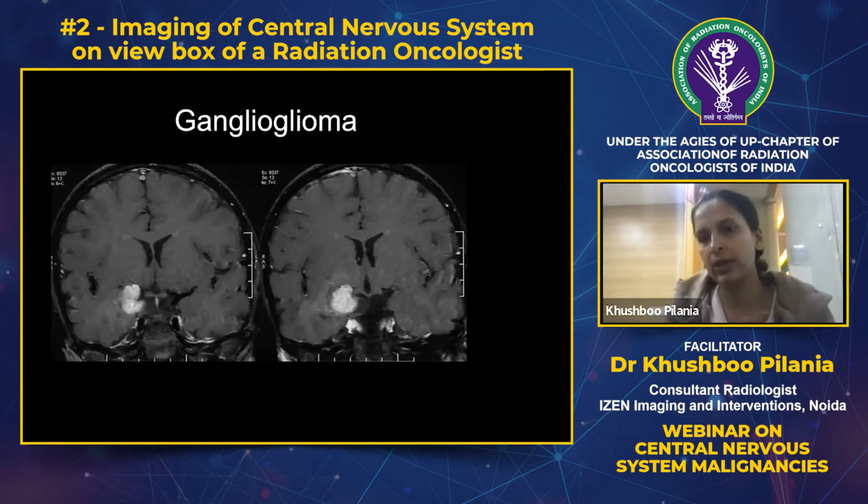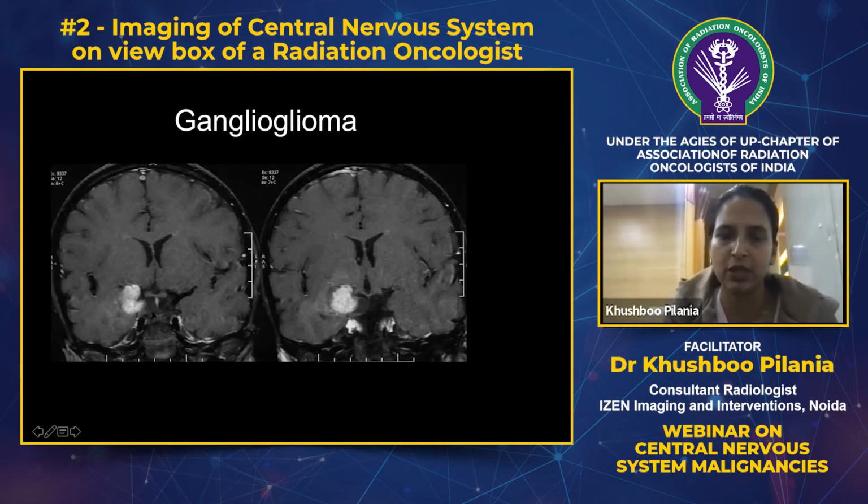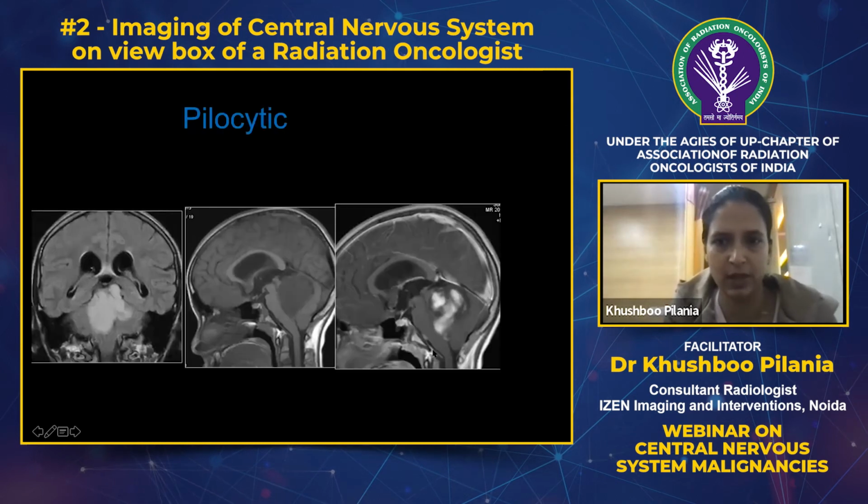Gangliogliomas often show enhancement. These are more well-defined, but they do not show so much surrounding edema. They do not show restriction on diffusion-weighted images. These are a few very typical book pictures. So if you see such tumors, you should keep your index of suspicion very high. If you see such a lobulated enhancing tumor, you are dealing with a ganglioglioma.